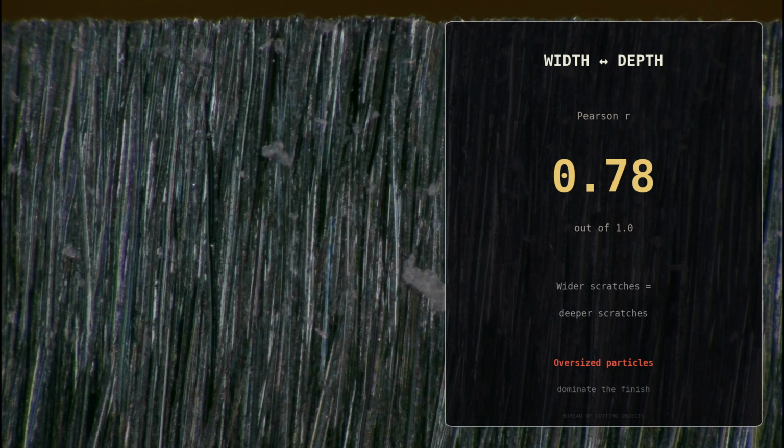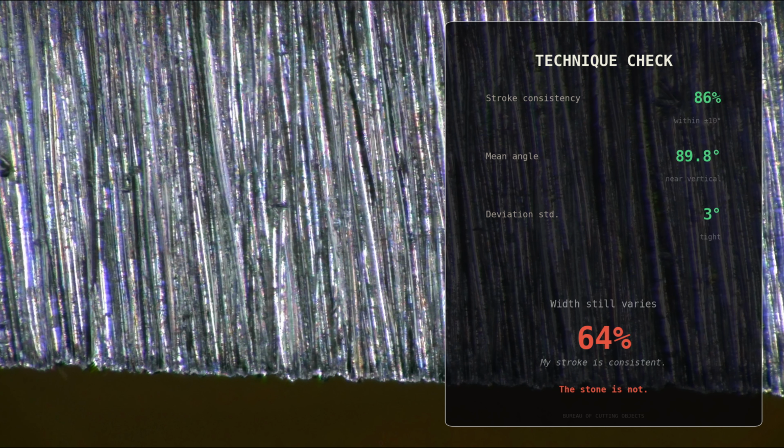Now, do bigger particles cut deeper? Yes. The correlation between scratch width and scratch depth is 0.78 out of 1. That is an incredibly high correlation. That means the oversized particles aren't just making wider scratches, they're making deeper ones too. They dominate the finish. Now, the obvious question: is this just bad technique on my part?